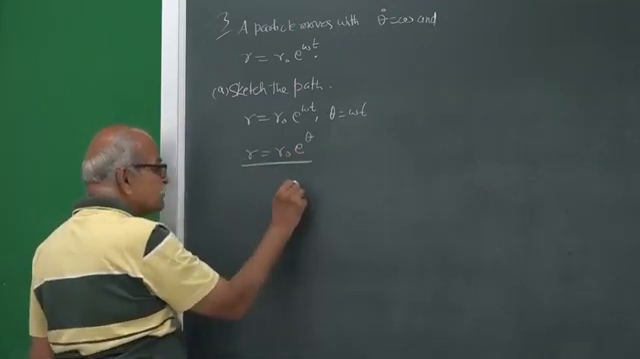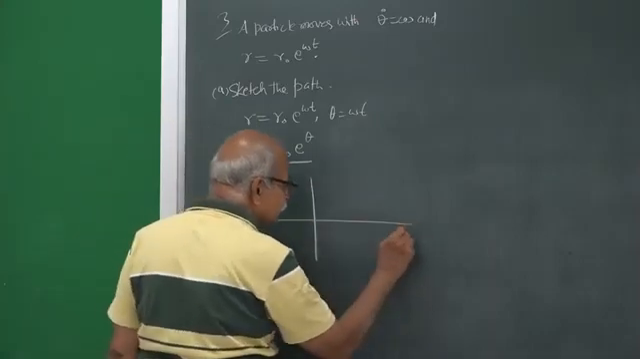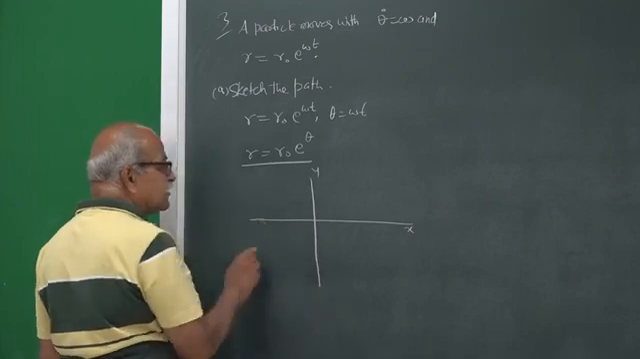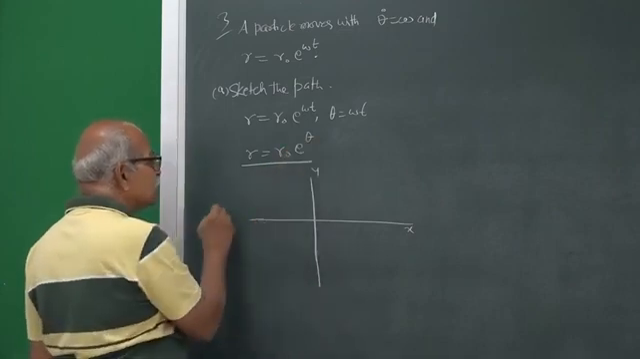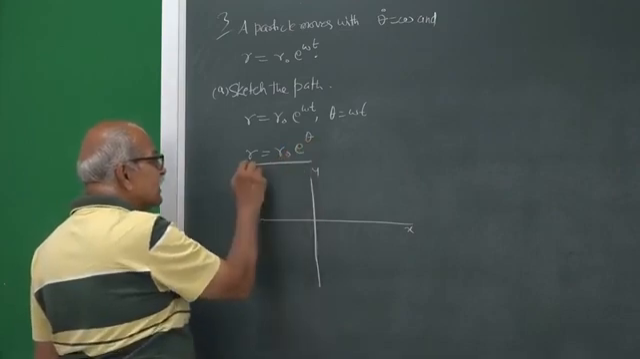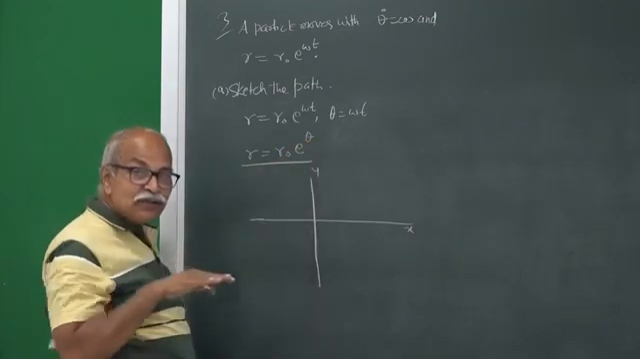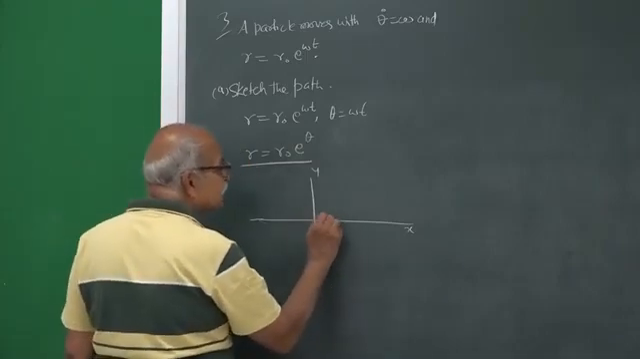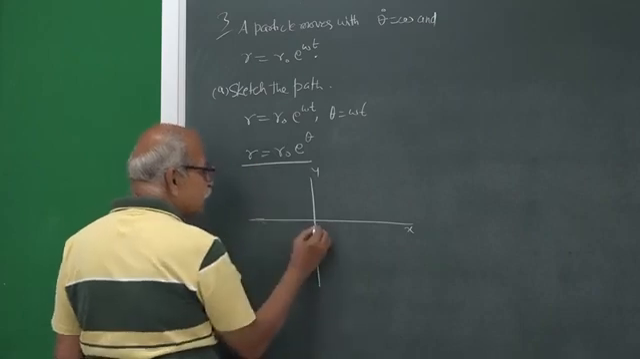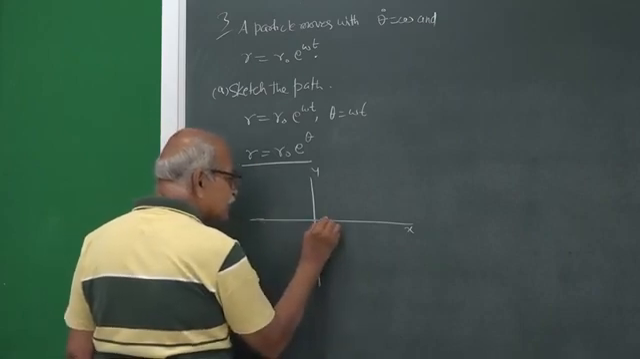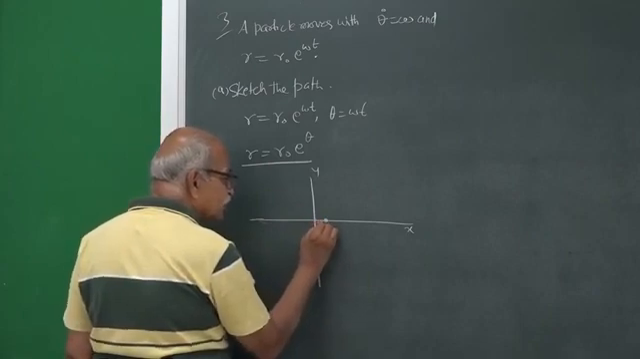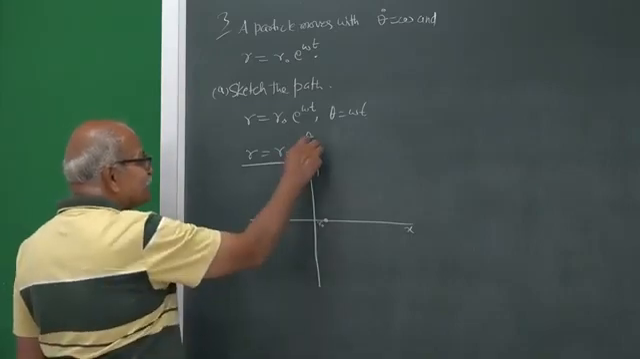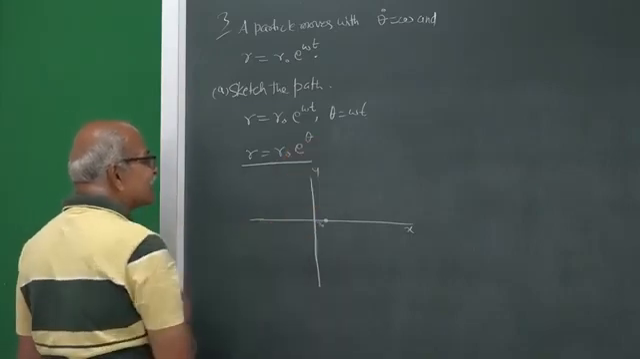Sketching. If you have say x axis and y axis, and at theta equal to 0, e to the power 0 is 1 and r is equal to r naught, and theta equal to 0 means along the x axis. So, in this direction, this is theta equal to 0 direction and r is equal to r naught. From here you have to go a distance r naught. So, particle is here when theta is 0.